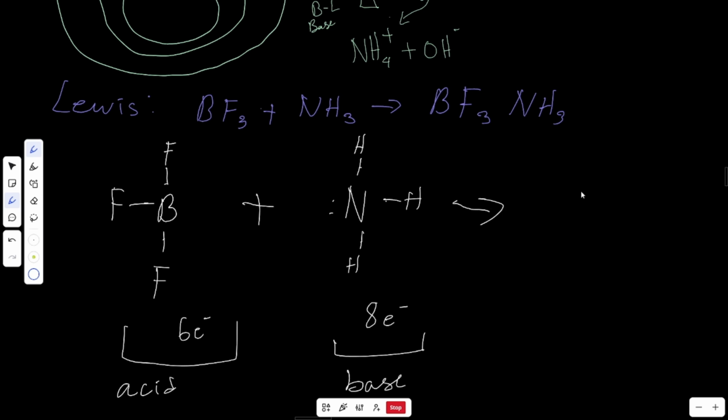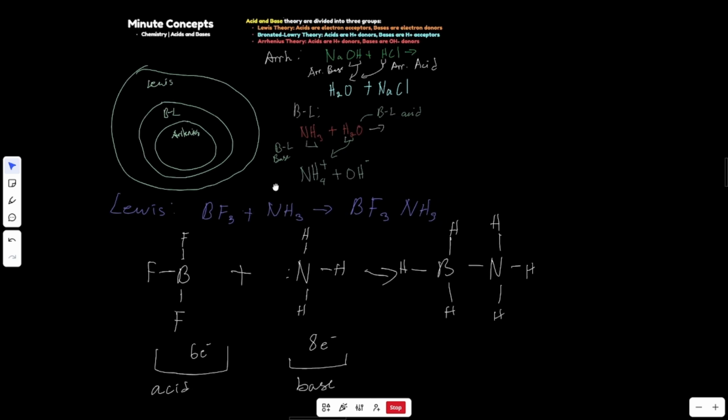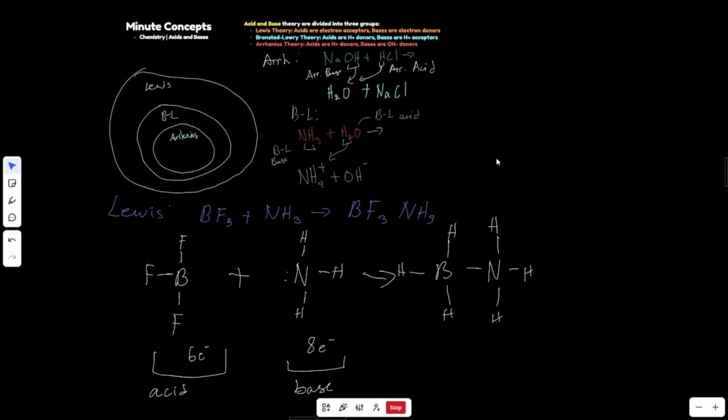Because this will form boron, sorry, not fluorine, nitrogen. This is H, H, H, H, and H. So now both of them have complete octets, and it's to do with the transfer of an electron pair. So Lewis acids and bases are really more of a structural analysis compared to the formula analysis that we get from Bronsted-Lowry and Arrhenius bases.